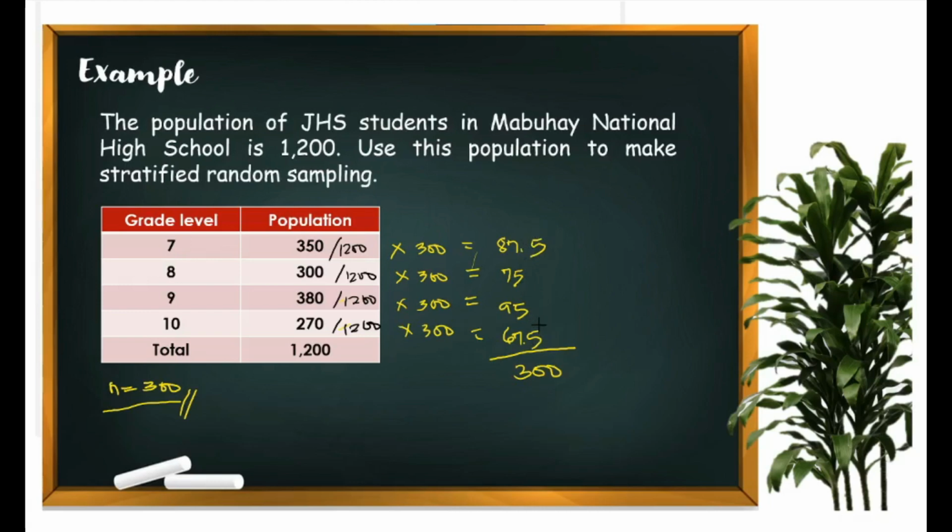Kaya ang gagawin natin, it's either ito ang i-round off natin o ito. Ang basihan natin doon is kung alin sa kanila yung mas madami o mas marami. Since mas greater si 350 kaysa kay 270, siya yung i-round off natin into 88 kako pala. Itong 67.5, magre-retain siya as 67 para ang ating final sample from each grade level will be 75, 88, 75, 95, and 67. Pag pinag-add natin to, still equal yan sa 300.